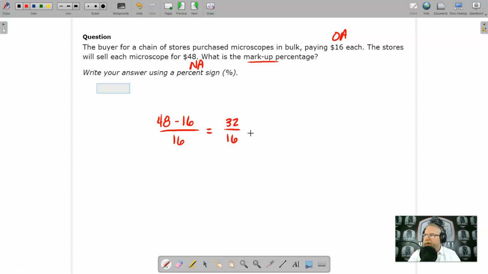Bring our 16 over. Now this one should be 200% because 32 divided by 16 is indeed going to give us 2. Now 2 as a percent, we'd move the decimal over 2 places, so we'd end up with 200. Throw the percent sign on the end, and so the markup is 200%. Remember, always want the numerator to be positive, so subtract the lesser value from the greater value, then divide by whatever the original amount was.